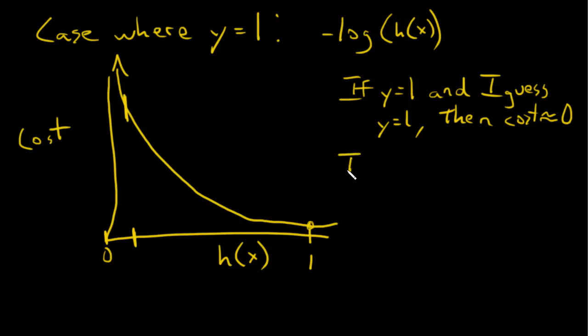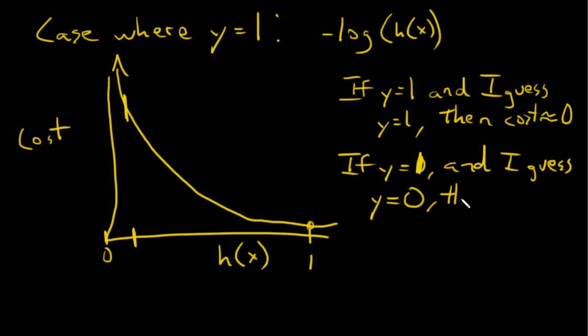So if y is equal to 1, and I guess 0, then the cost is much greater than 0. It's a very high cost.